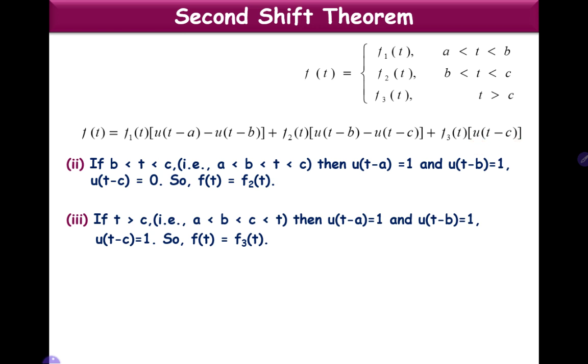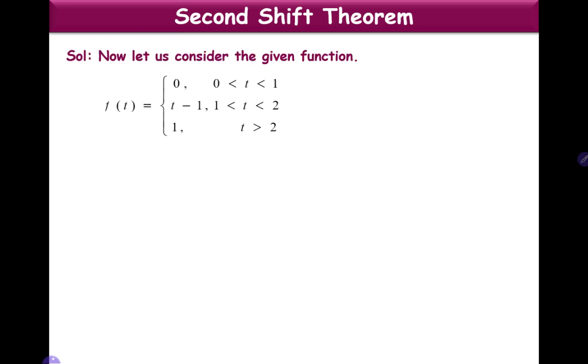So now let us go back to our problem. In our problem, f of t is given as 0 in the interval 0 to 1, t minus 1 in the interval 1 to 2, 1 for t greater than 2. So our f1 of t is 0, a is 0, b is 1, f2 of t is t minus 1, c is 2 here, and f3 of t is 1.